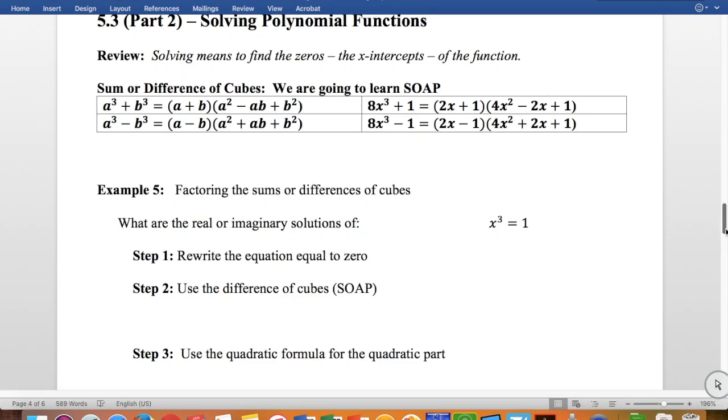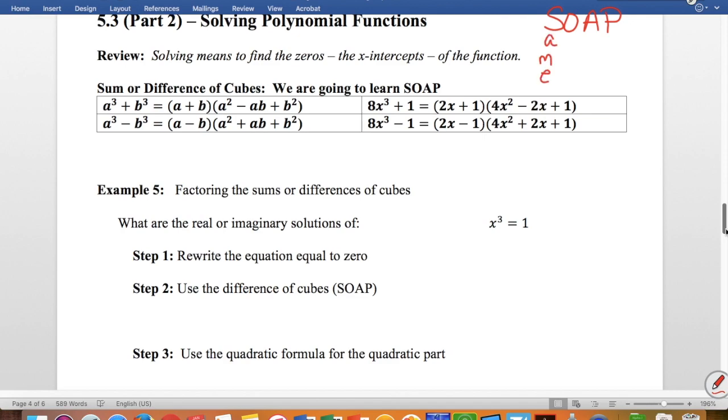5.3 part 2, still solving polynomial functions. So again, I want to review that solving means to find your zeros, your solutions, your x-intercepts, your roots, all of those things. So now we're going to take on something a little different, sum or difference of cubes, and we're going to learn something called SOAP. SOAP means this, and write this on your paper, please.